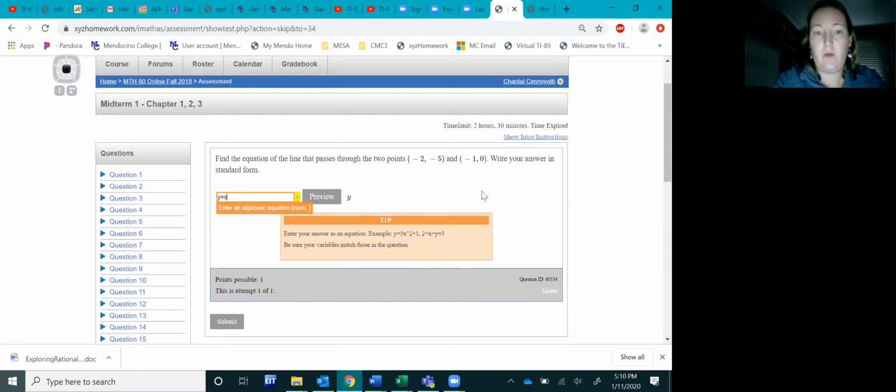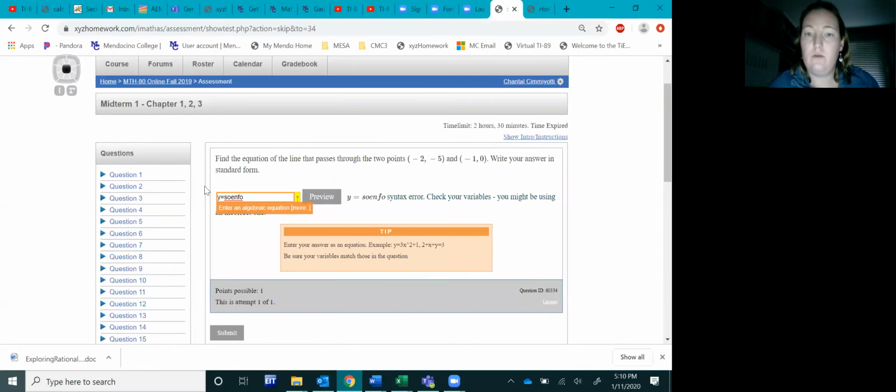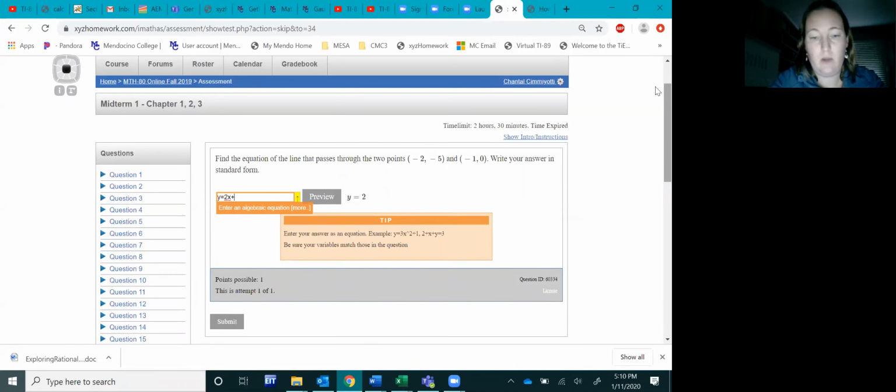So if you started doing y equals and so on, it's going to tell you syntax error, check variables, all sorts of things. Even if I wrote an equation, and again, this is not for this one specifically, it's just a random answer I put in here, it says the syntax is okay, but it's not going to give you credit because, well, one, it's wrong, but even if it was right or equivalent, it's not standard form. So you would need to type it in standard form, whatever the answer is.